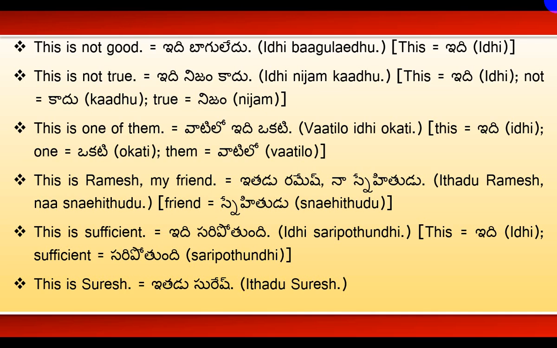This is one of them means vaatilo idi okati. Here this means idi, one of them means vaatilo okati. This is Ramesh my friend means itadu Ramesh na snehitudu, or you can also say ma snehitudu. This is sufficient means idi saripotundi. Here this means idi, sufficient means saripotundi. This is Suresh means itadu Suresh.